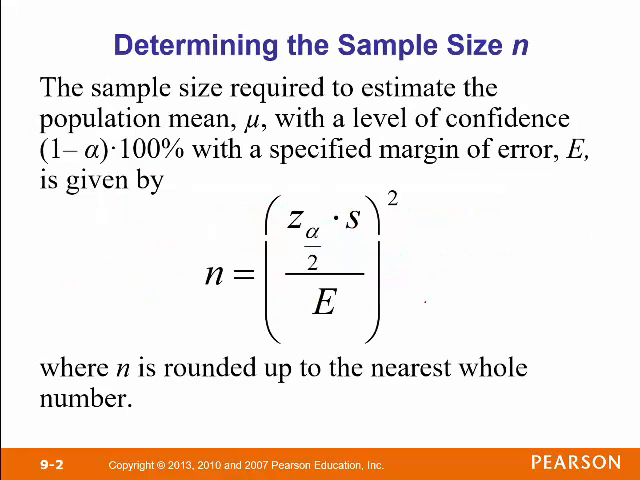All right, so this will be the formula for determining the sample size n for a population mean. The sample size required to estimate the population mean mu within a level of confidence, 1 minus alpha times 100%, so something like a 95% or 99% confidence interval, with the specified margin of error E. The sample size n is equal to z of alpha divided by 2. That's the z critical value.